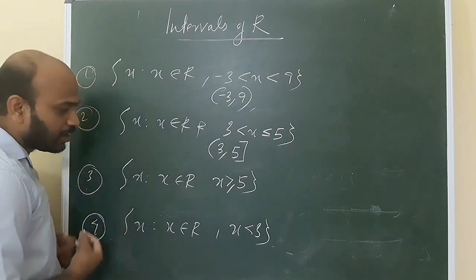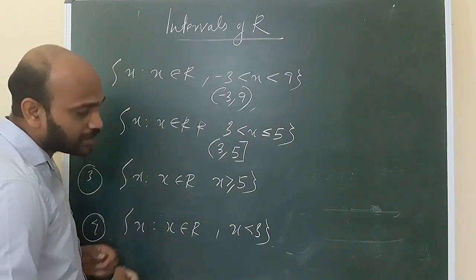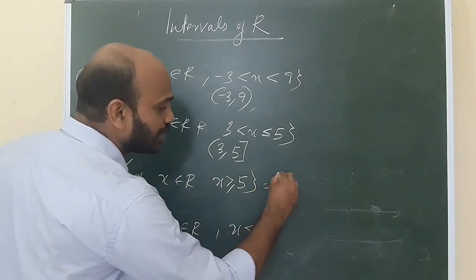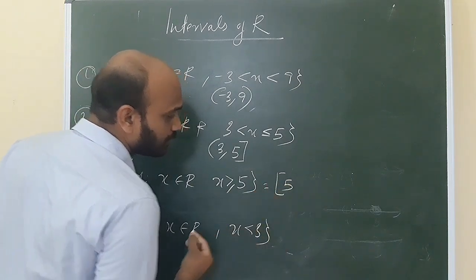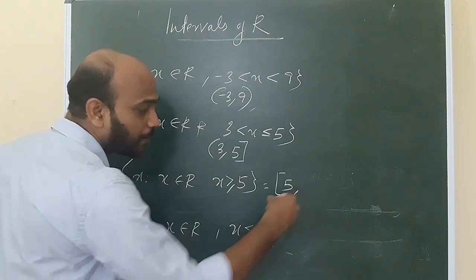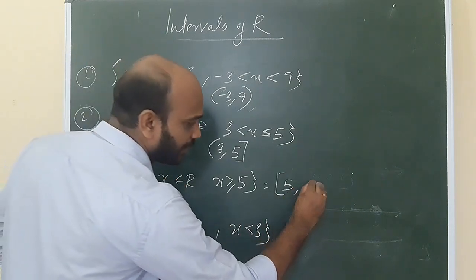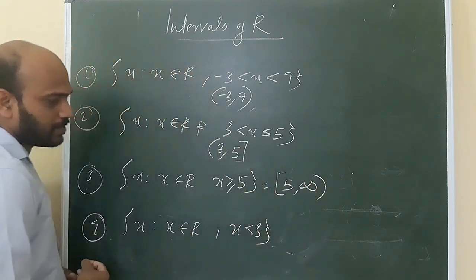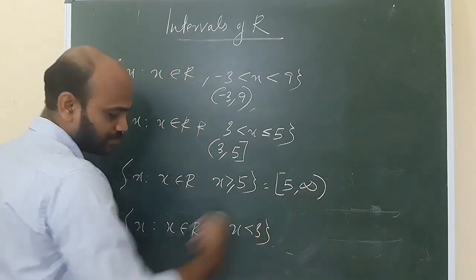Okay. Now third one, all real numbers greater than 5. How can we represent all real numbers greater than 5? So the set is closed up to infinity. So we can write infinity here. So this side will always be open, okay, because infinity is not an end.